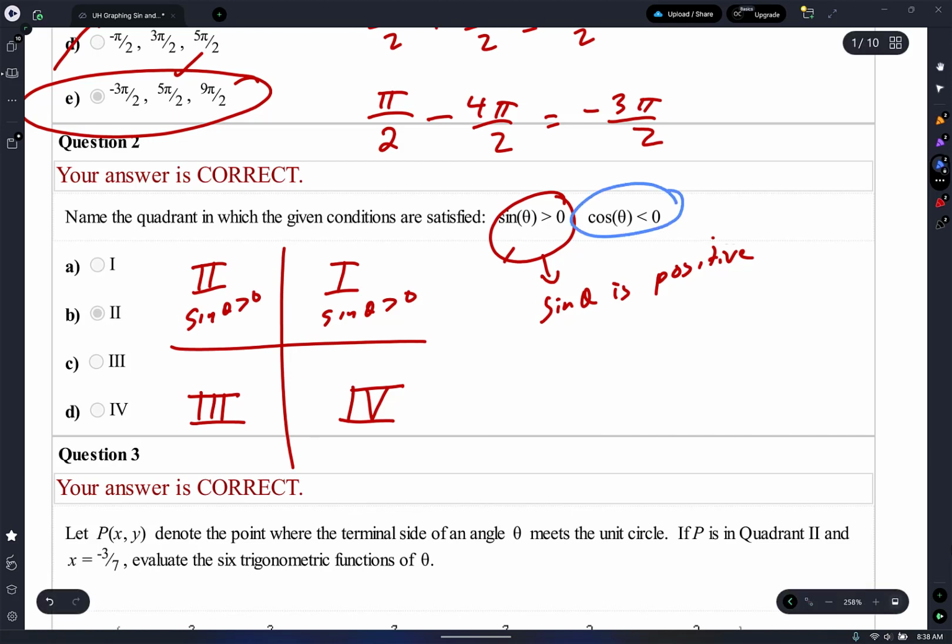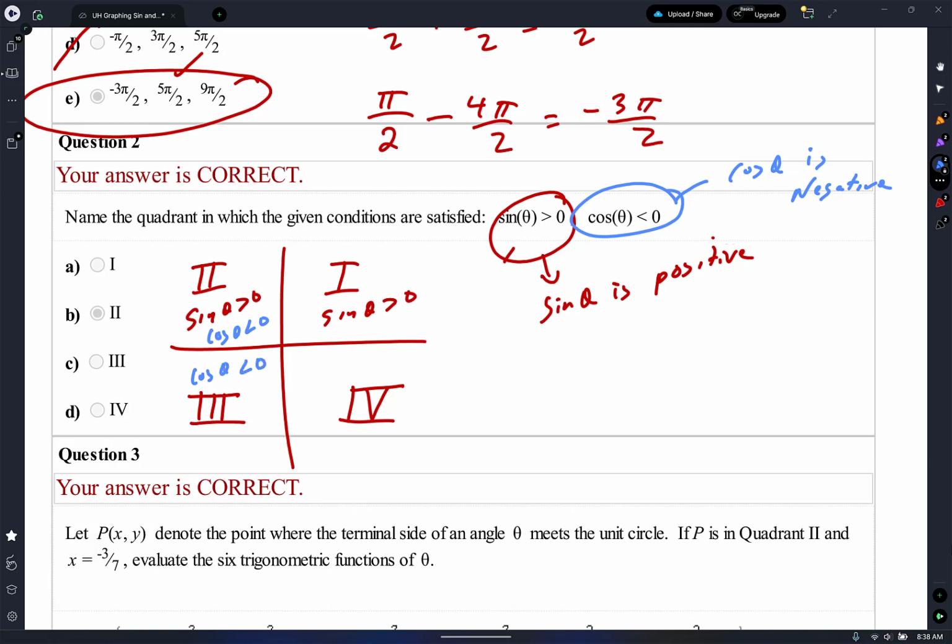This one here means where is cosine theta negative? That's what it means to be below 0, guys, or less than 0. If you're less than 0, you're negative. So, where are the x values negative? In quadrant 2 and in quadrant 3. Which one has both of those? Quadrant 2.